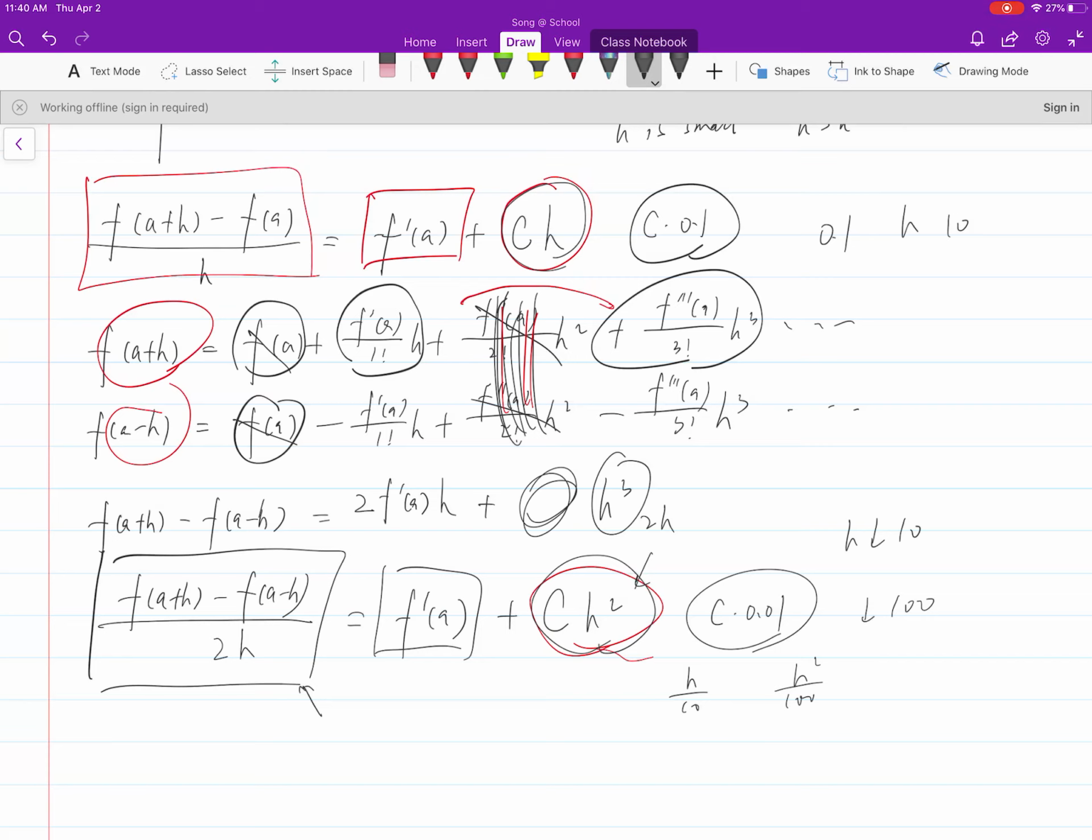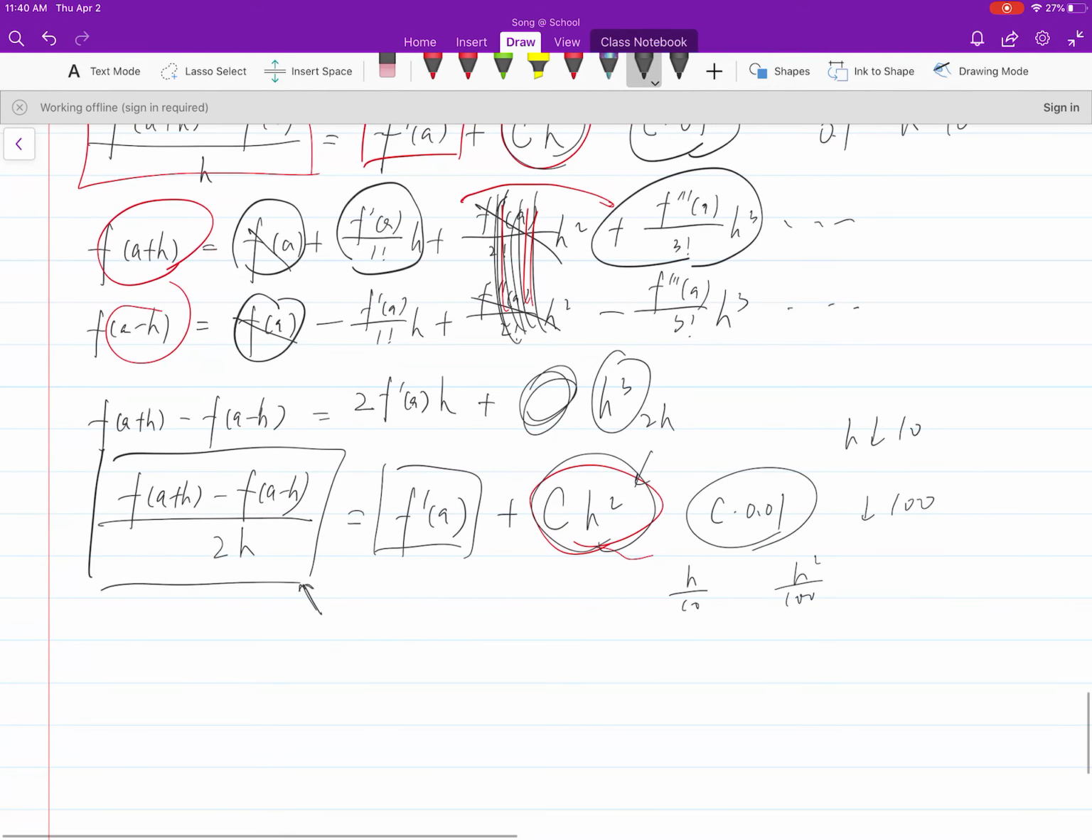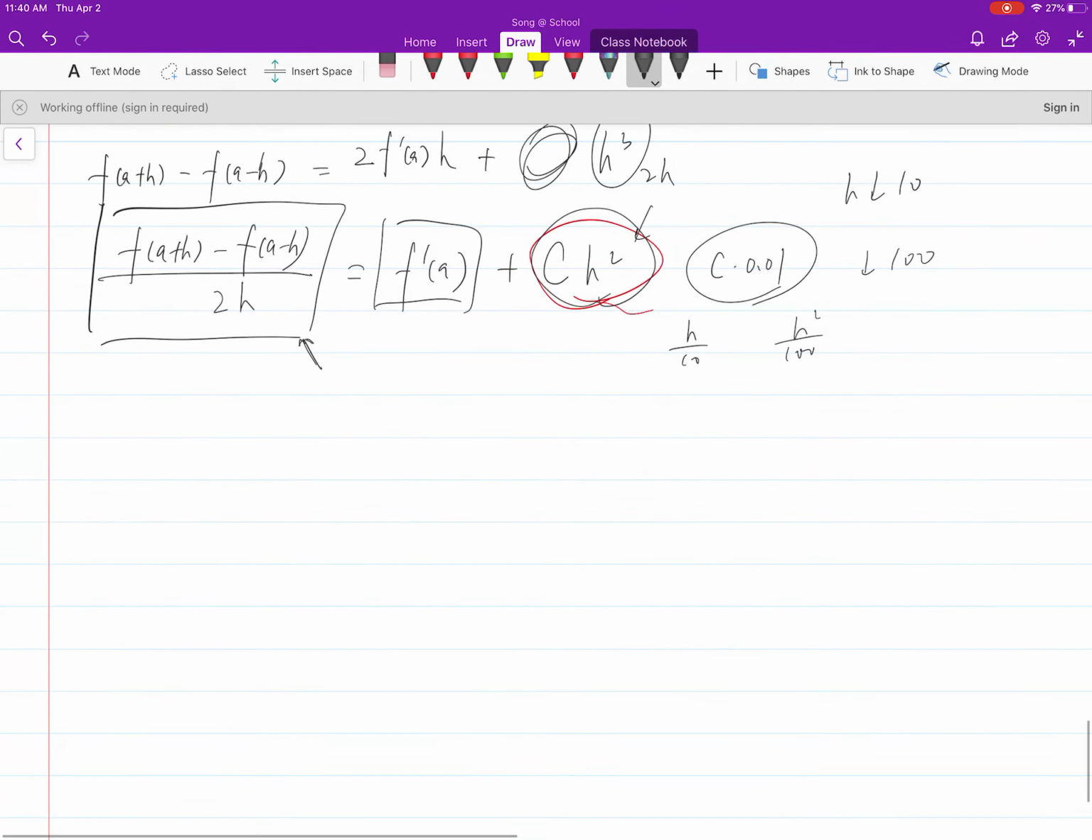How much better? An order of h better. That means every time I reduce h by 10, the error reduces by 100. If you reduce h by half, the error reduces by 4 times. That's really fast convergence, which means your error is reduced dramatically. That's a clever thing to do, and it's all thanks to Taylor series. Okay, so that's the beauty of it.